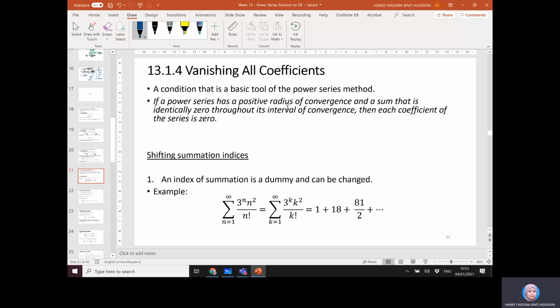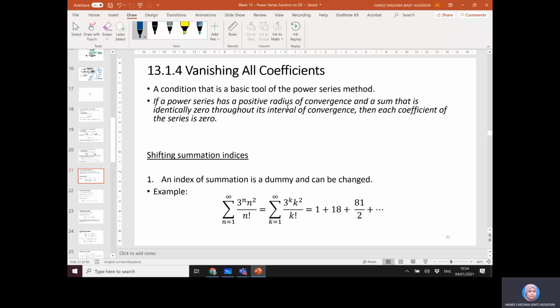This vanishing of all coefficients is comparable to comparing coefficients in partial fractions and in the method of undetermined coefficients, where you have a left hand side and a right hand side. When you have the coefficients on the left hand side, you want to compare them with the coefficients on the right hand side. In this case, the coefficients on the right hand side are all equal to 0. Then we work out the actual values of the coefficients. We don't mean that everything is equal to 0, but this property is useful: when we equate all the coefficients to 0, we can find out the actual values of the coefficients.